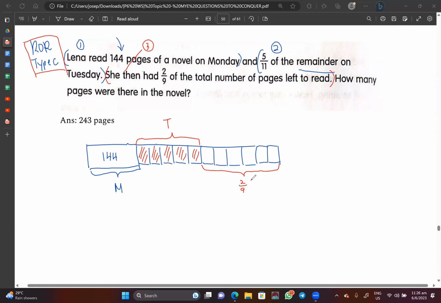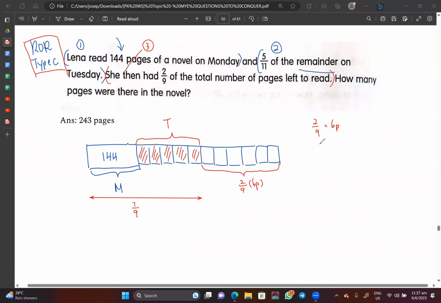What I can do over here is to say that 2/9 is actually equal to 1, 2, 3, 4, 5, 6. 6 parts. Can you see that? All right, so we write at the side: 2/9 is equal to 6 parts. Now, I know that whatever is from here all the way to here, can you see it, is actually my hidden information, which is also equal to 7/9. Make sense?